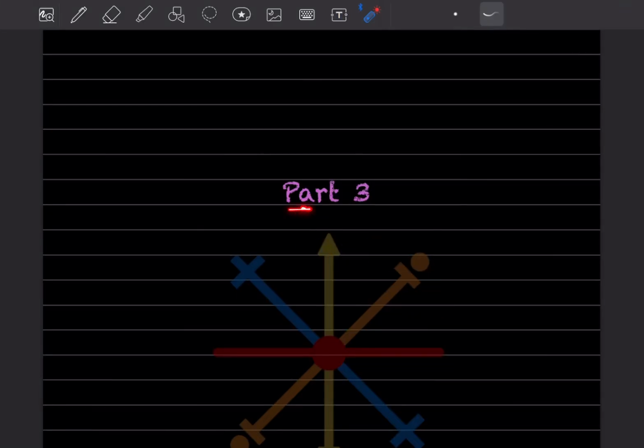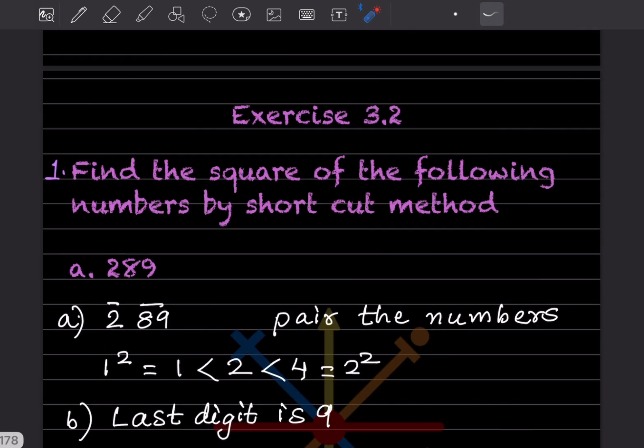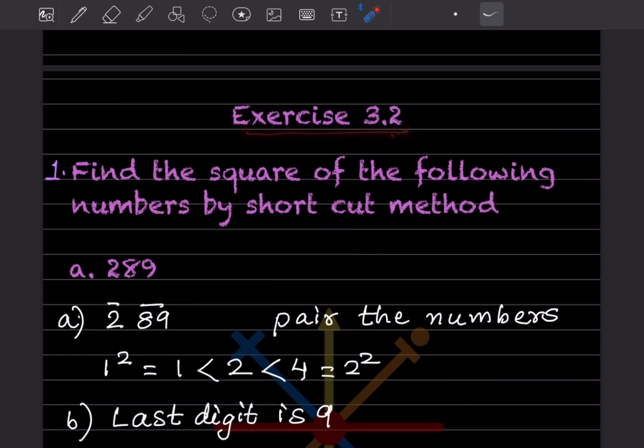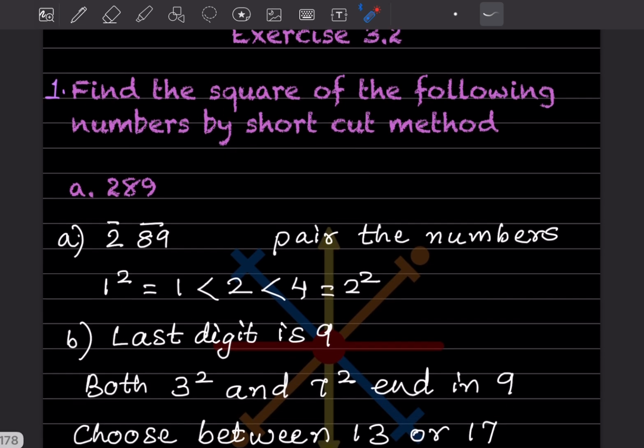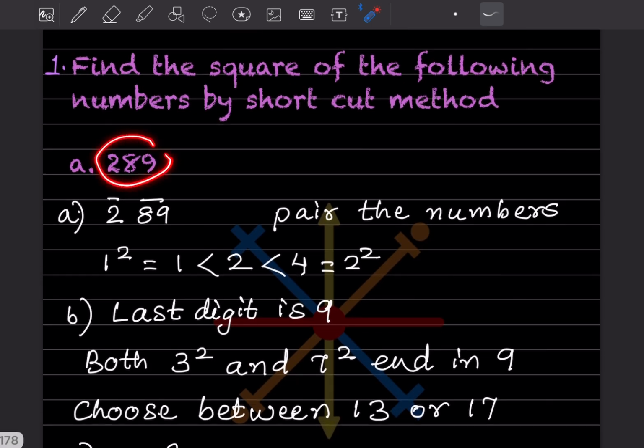So today we'll see part 3, and we'll see exercise 3.2. Here it says, find the square of the following numbers by shortcut method. Now this is given as 289. So there are certain rules for this one that you have to see.